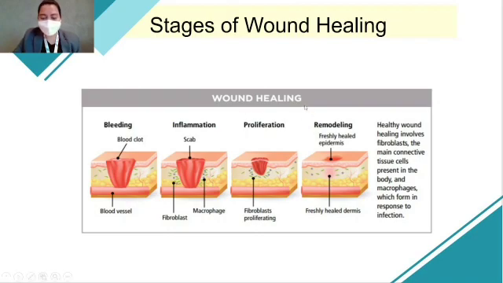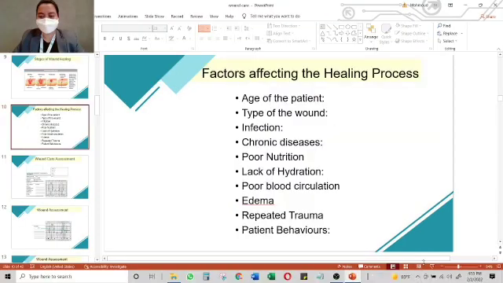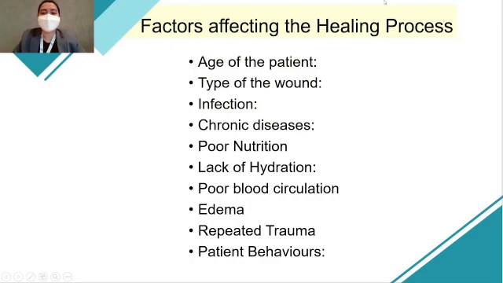For the proliferation phase, the wound is rebuilt with new tissue made up of new collagen and extracellular matrix. While for the remodeling, or the last phase, there is granulation, tissue formation, the formation of new epithelium and scar tissue. So what are the factors affecting the healing process?